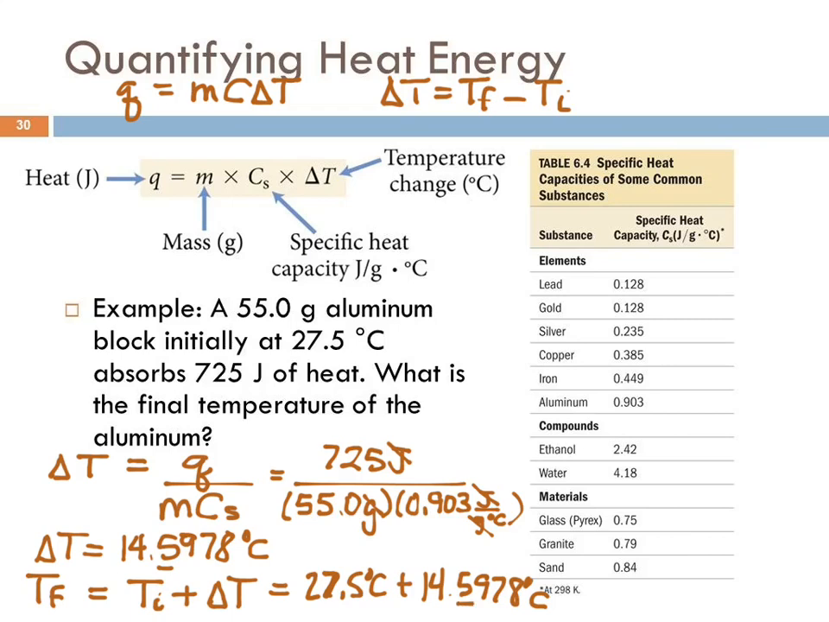So there was uncertainty in the tenths place of our change in temperature. Our initial temperature has uncertainty in the tenths place. So we're going to report our answer as 42.1 degrees Celsius. So, a 55-gram aluminum block starting at 27.5 degrees Celsius absorbs 725 joules of heat and ends up at 42.1 degrees Celsius. Any questions?